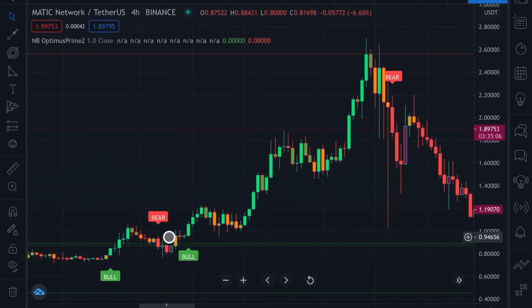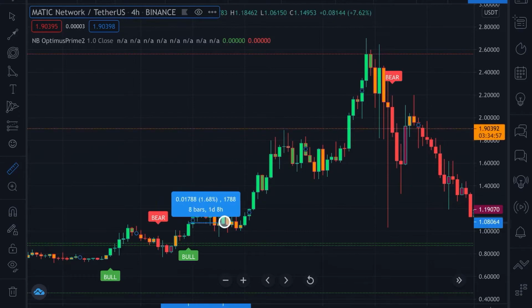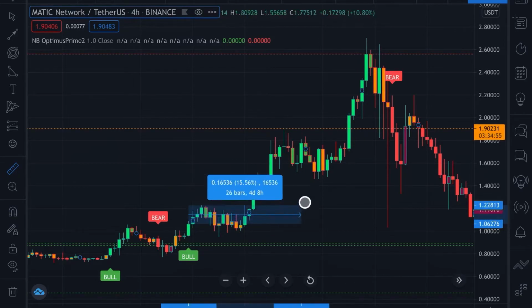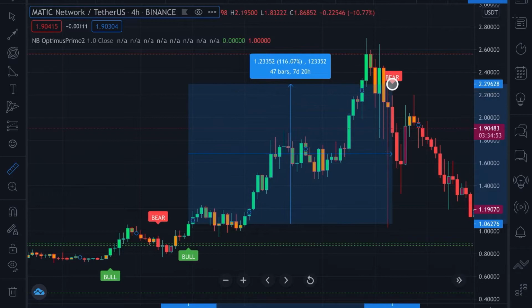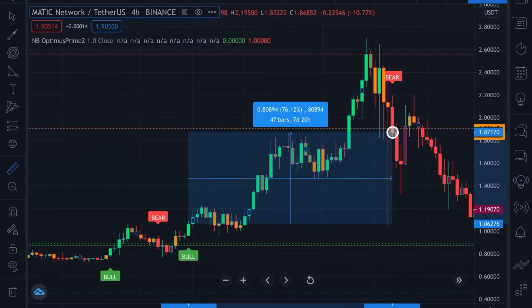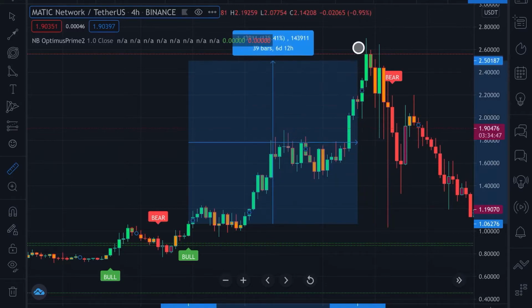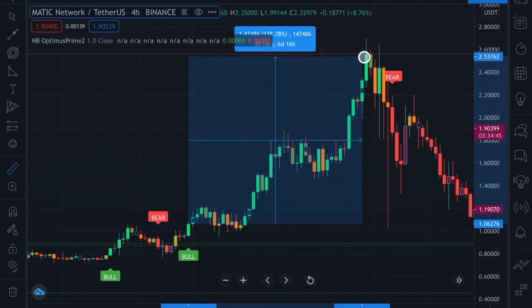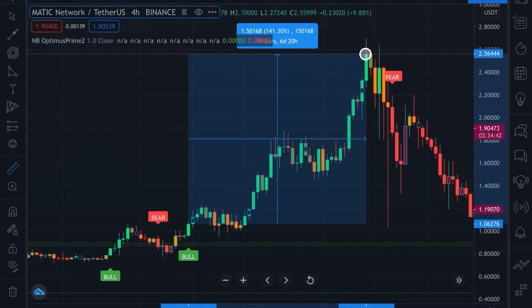Sometimes the distance between the bull and bear signals are not that great, and sometimes they are very immense. It just depends on what the market conditions are. So from this bull signal right here, from this candlestick close, all the way to the bear signal, which would have been this candlestick close, you could have got 76%. If you rode it all the way up to the top where the resistance line would have been generated, that would have been an amazing 141% over 6 days.